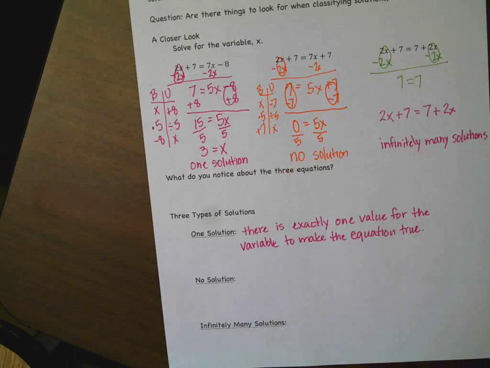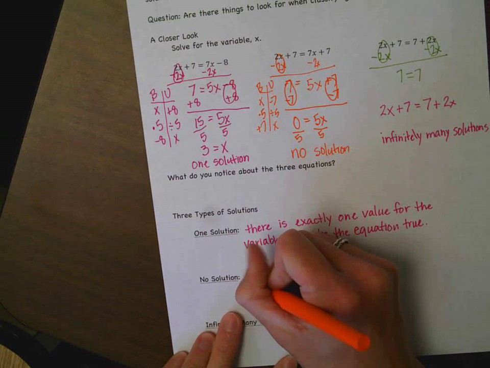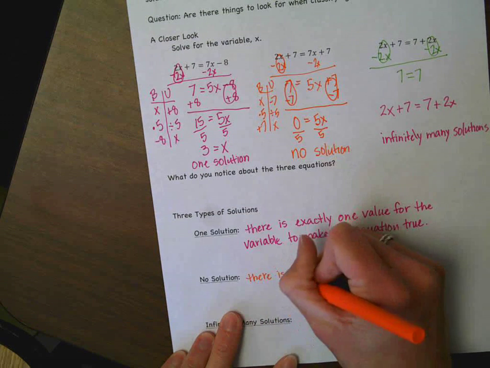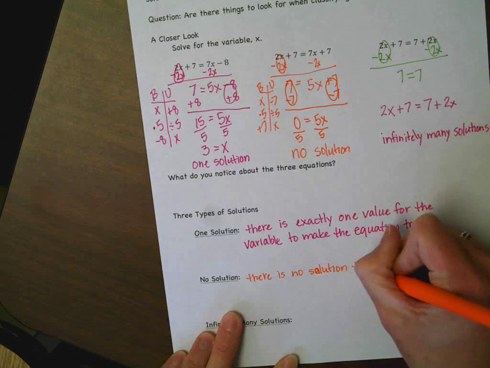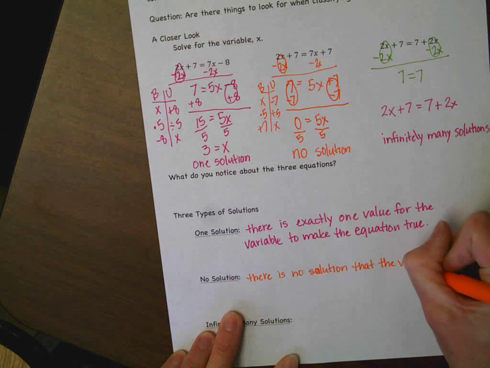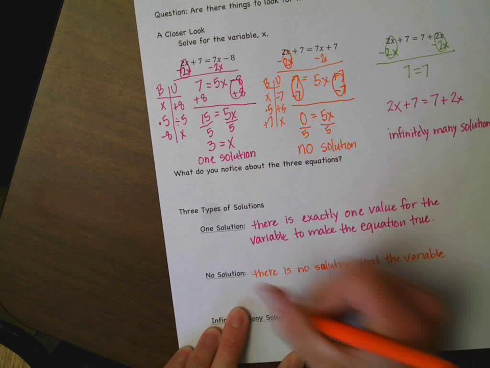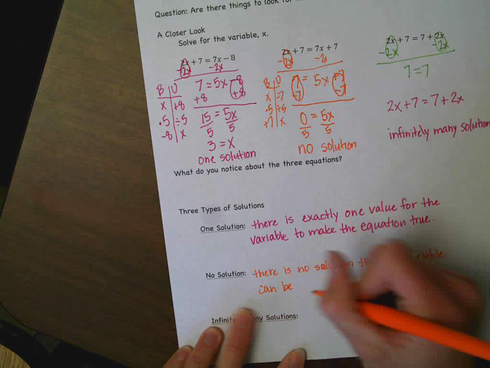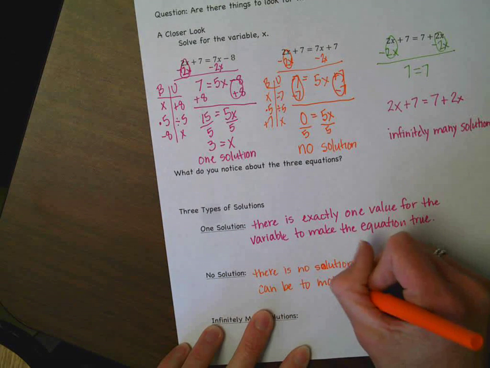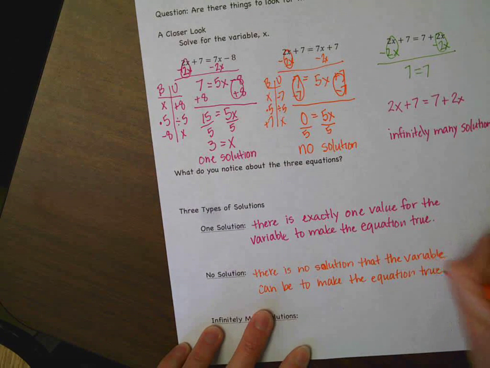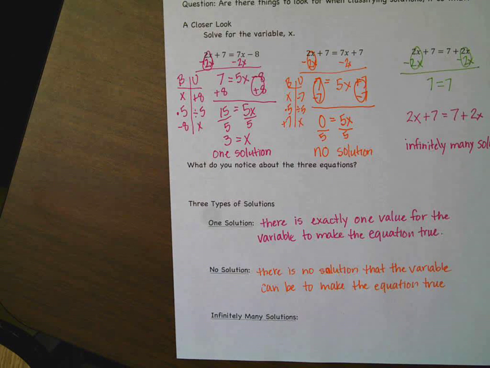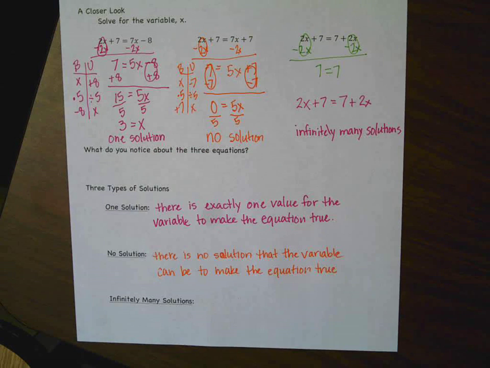All right, on the second one that we came up with no solution, we're going to write there is no solution that the variable can be to make the equation true. Not possible. You cannot take 0 and divide it into 5 equal groups. There's nothing there to divide, so you cannot do that. So no solution. There is no solution that the variable can be to make the equation true.